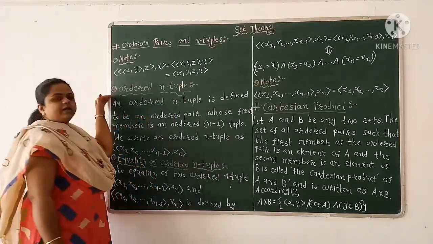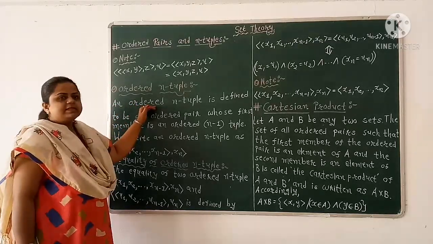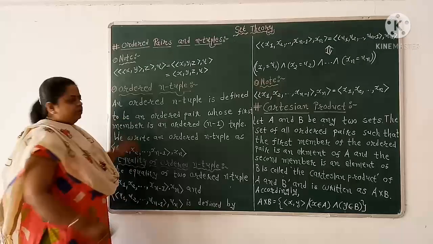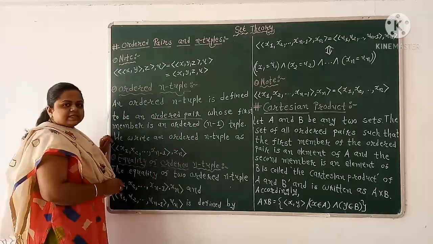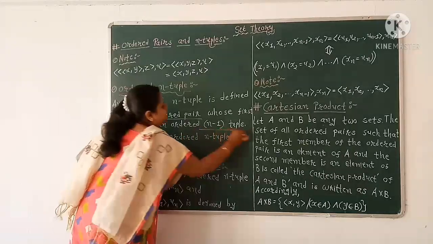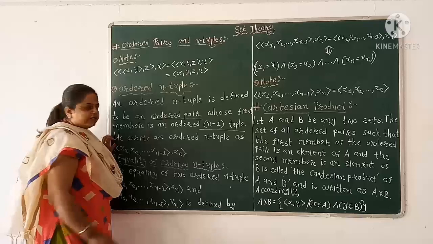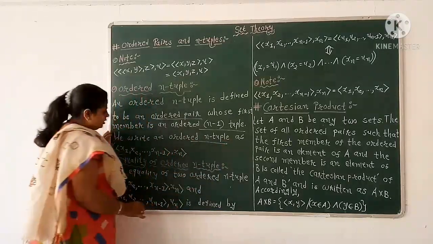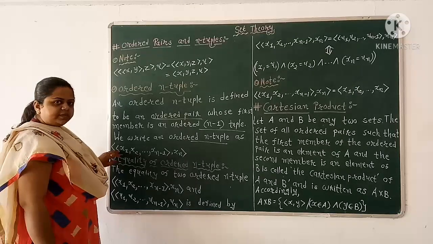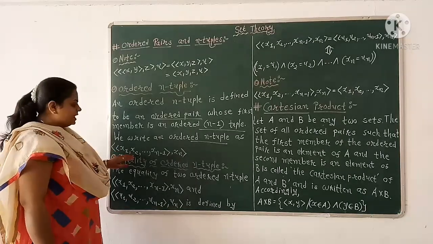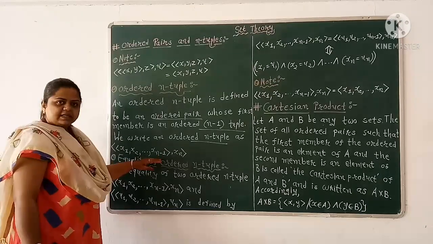Now, ordered n-tuple. An ordered n-tuple is defined to be an ordered pair whose first member is an ordered (n minus 1)-tuple. We write an ordered n-tuple as ((x1, x2, up to xn minus 1), xn).